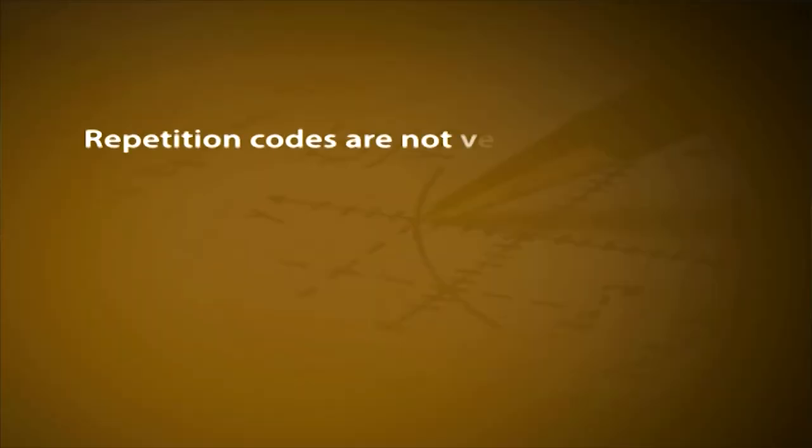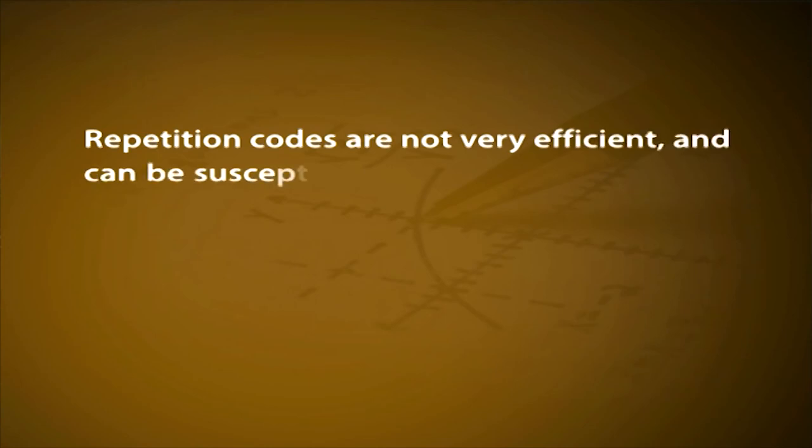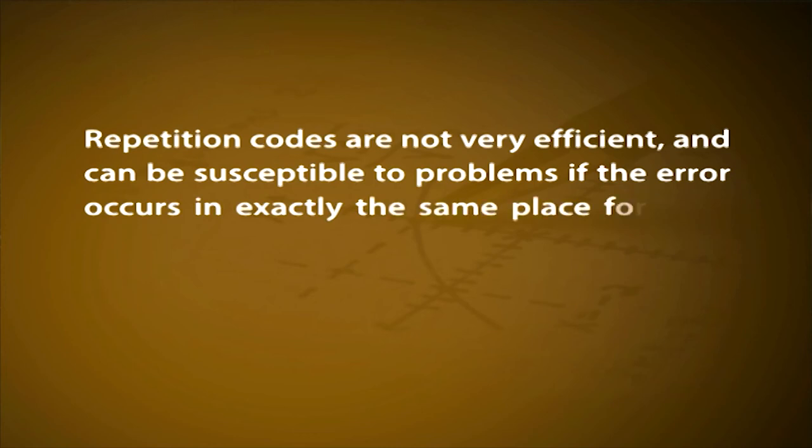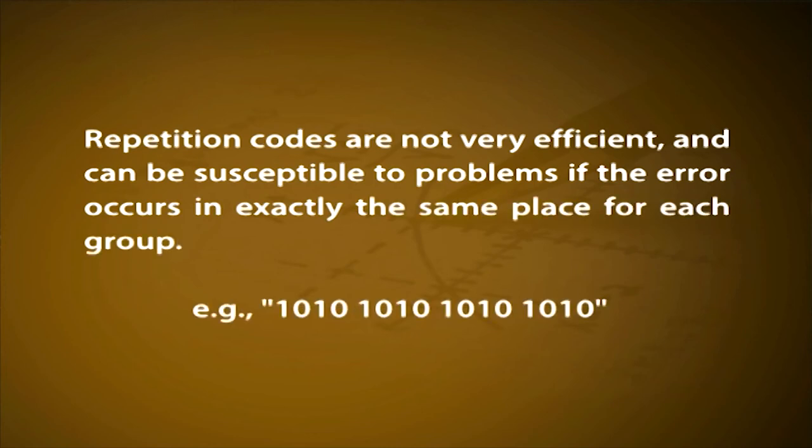Repetition codes are not very efficient and can be susceptible to problems if the errors occur in exactly the same places for each group. For example, 1010, 1010, 1010, 1010 in the previous example would be detected as correct. The advantage of repetition codes is that they are extremely simple.